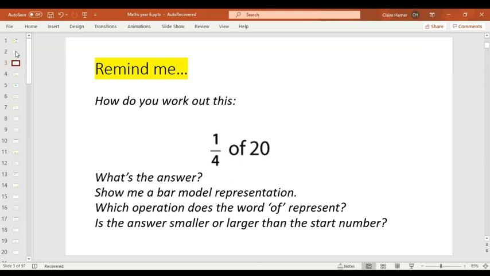I want to know, which operation does the word "of" represent? So does it represent multiply, divide, add, or subtract? And I'd like to know if the answer is smaller or larger than the start number 20. Have a think. If someone's free, you can talk through the answers with them, or just jot your answers down on a piece of paper and share them with me after the video. Off you go.